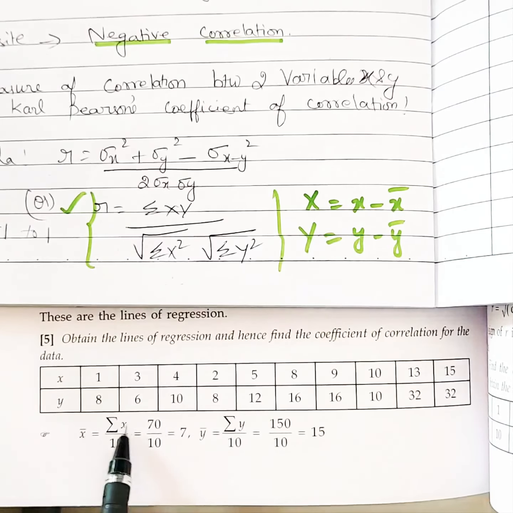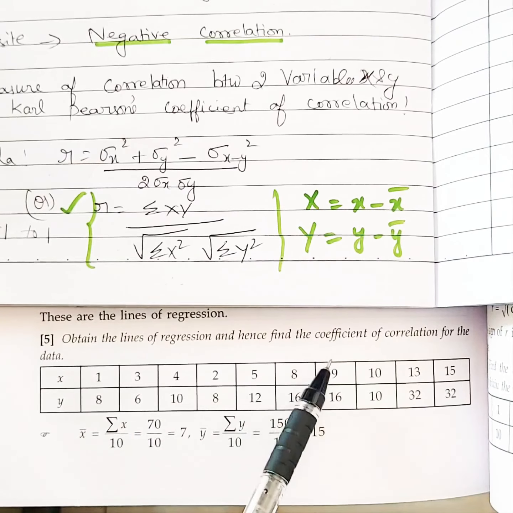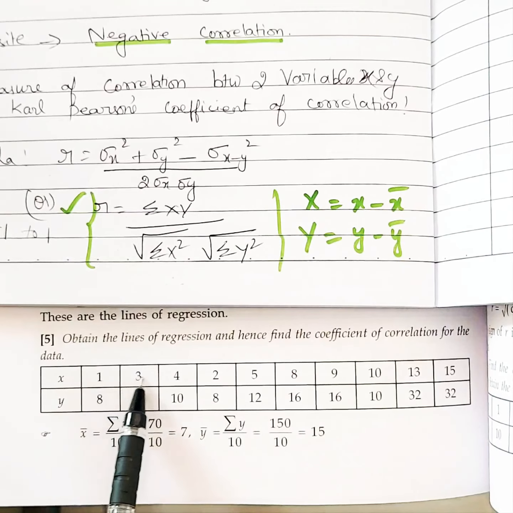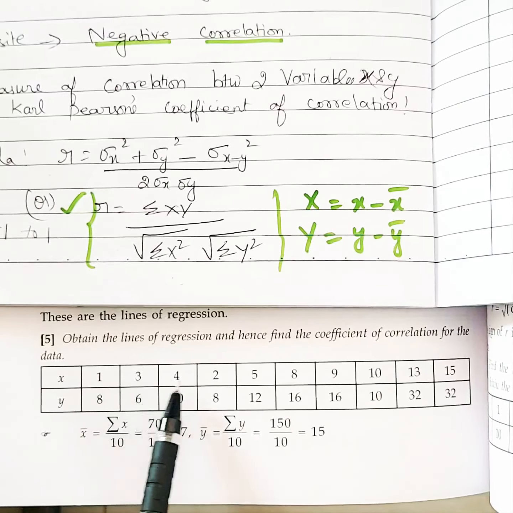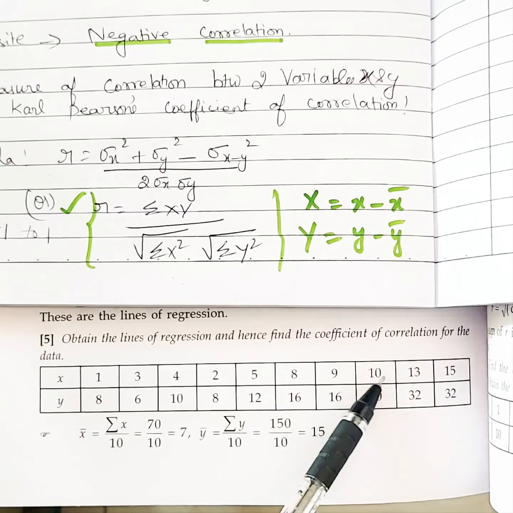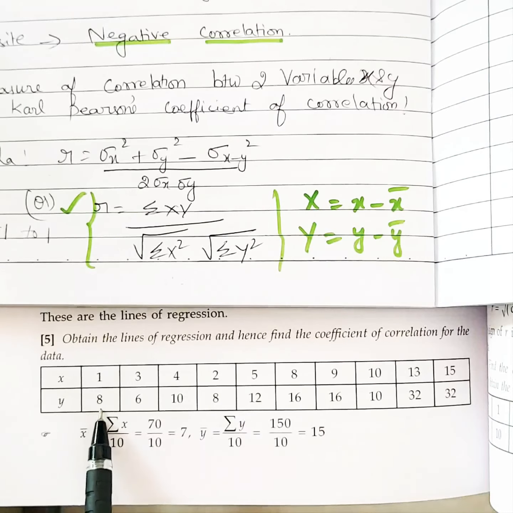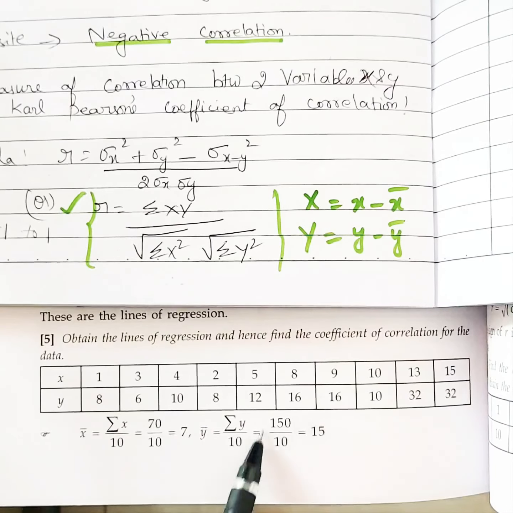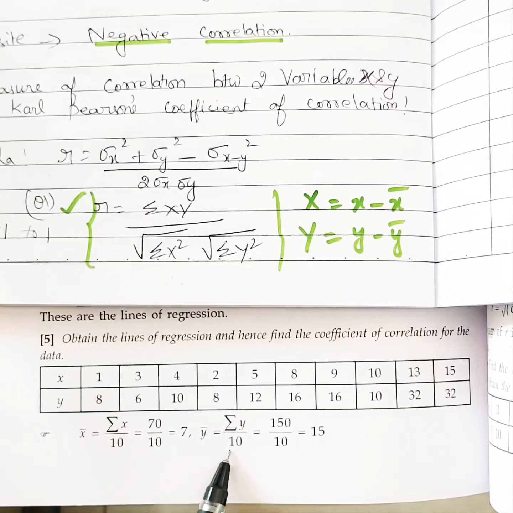What is x bar? Summation of all x values by total number. How many values are given? 1, 2, 3, 4, 5, 6, 7, 8, 9, 10. 10 values are given. So, you will add all the x values and divide it by 10. That is 1 plus 3 plus 4 plus 2 plus 5 plus 8 plus 9 plus 10 plus 13 plus 15 by 10. Similarly, we are going to add all the y values and divide it by 10. So, hence you will get x bar and y bar.